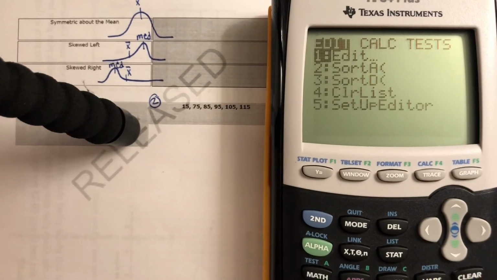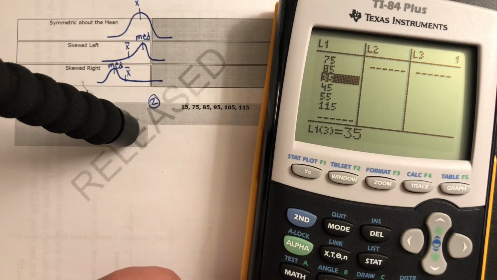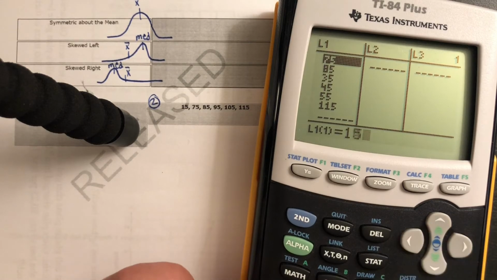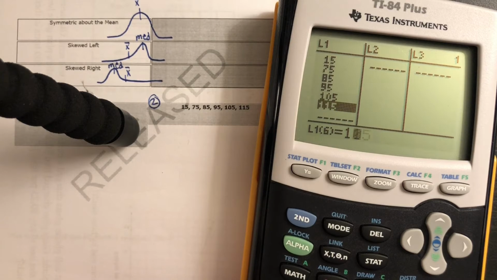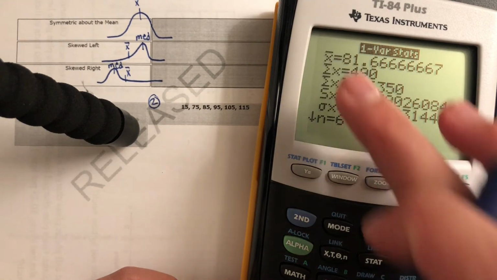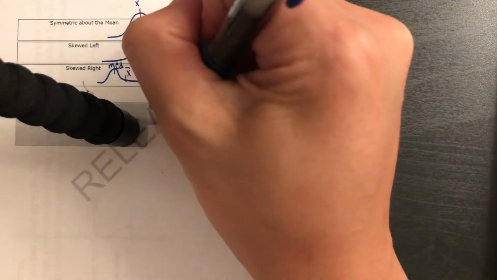All right, go back to Stat Edit. 15, 75, whoops. 15, 75, 85, 95, 105, and 115. When I do that, my mean is 81.7.